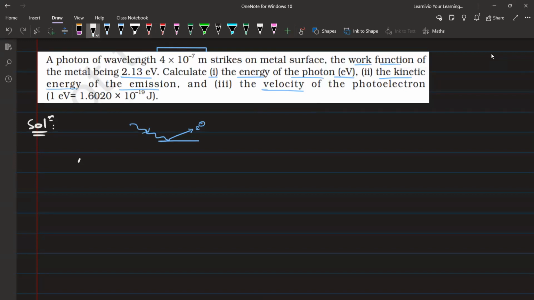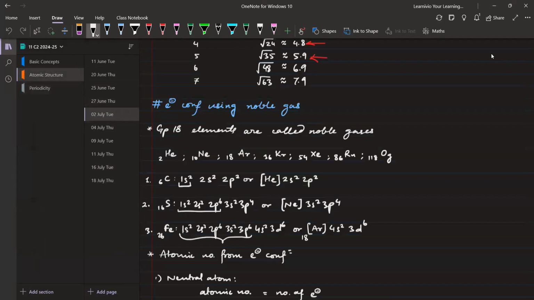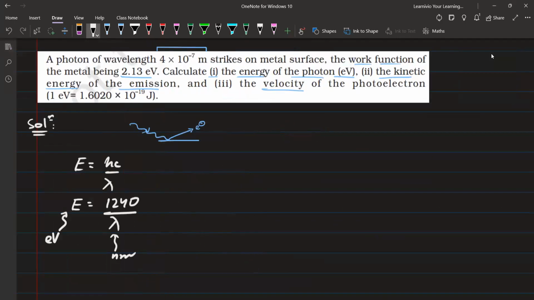So we know that energy is equal to hc upon lambda, and we can use the formula energy equals 1240 upon lambda, where lambda will be in nanometers and energy will be in electron volts. Do you remember this formula at all? Yes, sir. Very good then. So lambda is given as 4 into 10 to the power minus 7 meters. Now I want to convert this to nanometers, so I will write 10 to the power minus 9 meters.